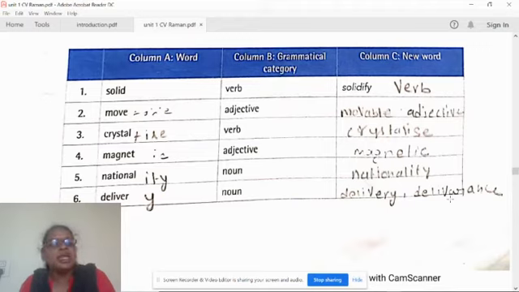And the other one, deliver. You have to change it into a noun. By adding y, you can change it into delivery. So this is the way you can change, by adding a suffix to an existing word, the parts of speech of the word. You can change the grammar role of that word, like how we did for verb into adjective.